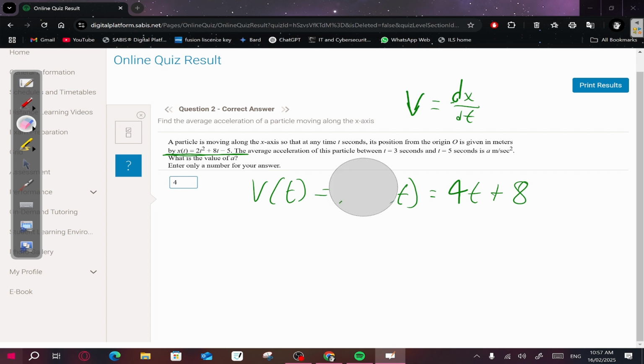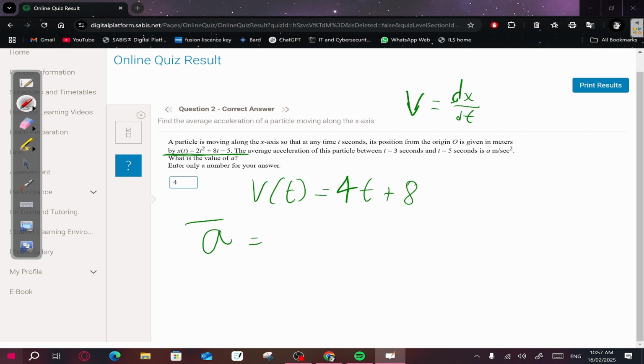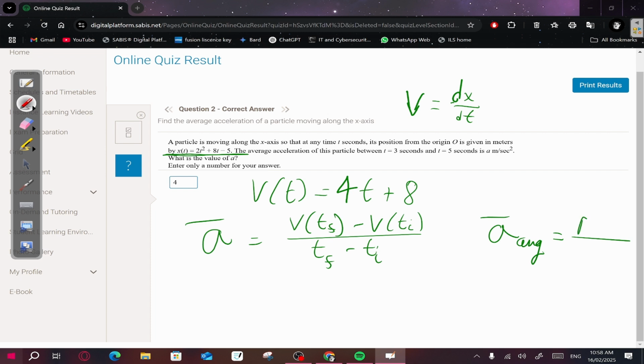So we're going to erase this part here. We're going to bring this closer. Okay. Now, the average acceleration equals the velocity at the final time minus the velocity at the initial time, over the final time minus the initial time. You know this from physics: a average, or a bar, equals delta v over delta t. You guys know this.